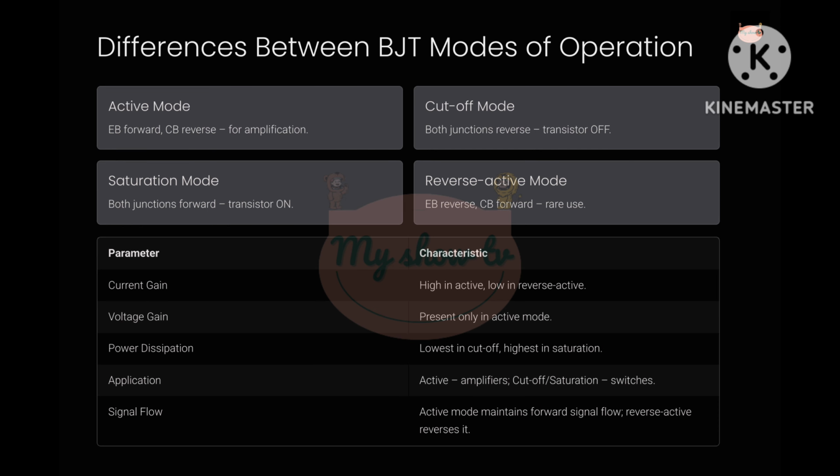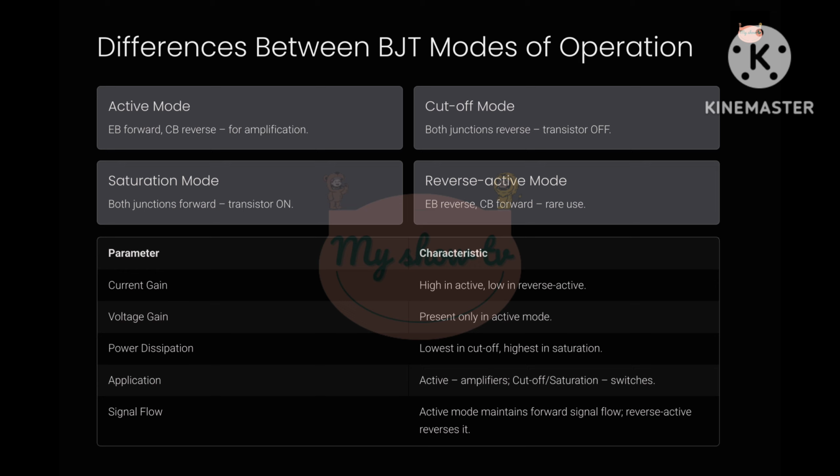Slide 6. Differences between BJT modes of operation. To simplify the learning of all four BJT modes, let's summarize the key differences. 1. Active mode, used for amplification. One junction forward, one reverse. 2. Cutoff mode, transistor is off. Both junctions reverse biased.